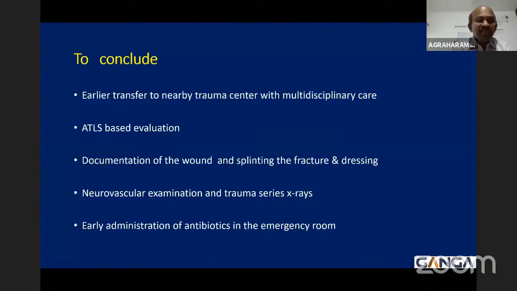So to conclude, earlier transfer to a nearby trauma center with multidisciplinary care is very important for a better outcome. ATLS protocol is very important to follow on arrival. Documentation of the wound, splinting the fracture and sterile dressing application are very important. Neurovascular examination and trauma series X-rays need to be done. And early administration of antibiotics in the emergency room is very, very important to prevent infection.